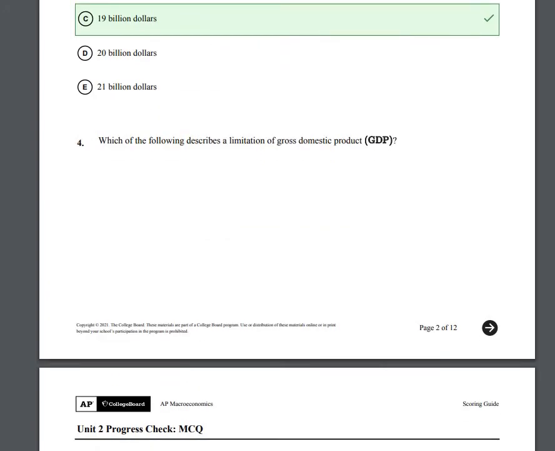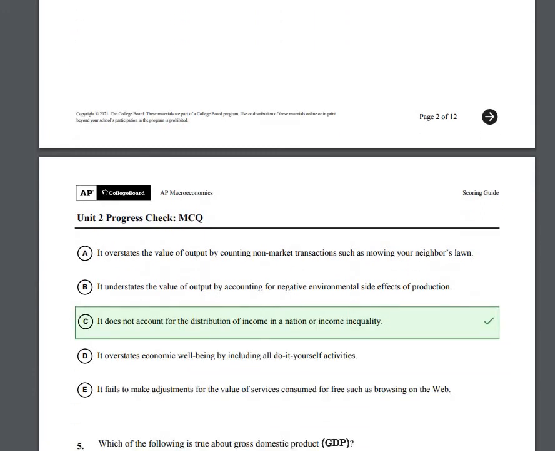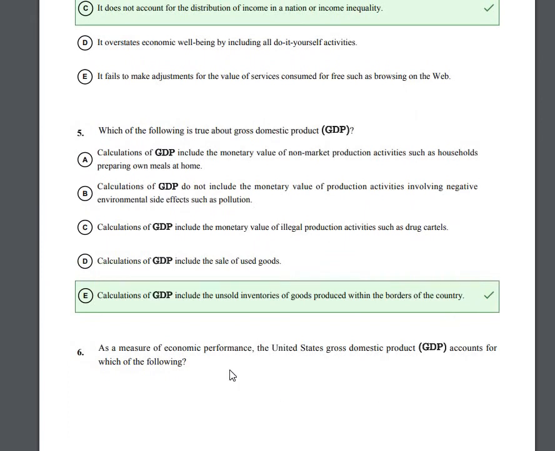Number 4, which of the following describes the limitation of GDP? C, it does not account for the distribution of income in a nation or income inequality. That's a huge negative thing, right? You might have a country that has a really high GDP or GDP per capita, but it doesn't mean that people are as well off everywhere. Or, you might have some people that make a ton and a bunch of people that make none, basically.